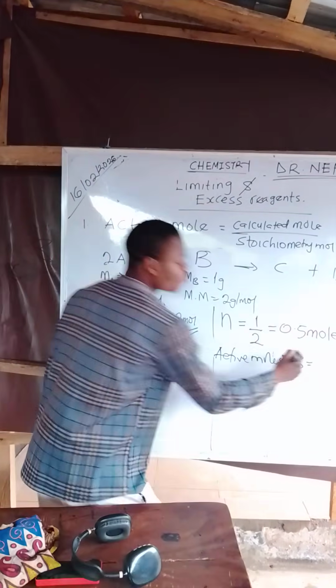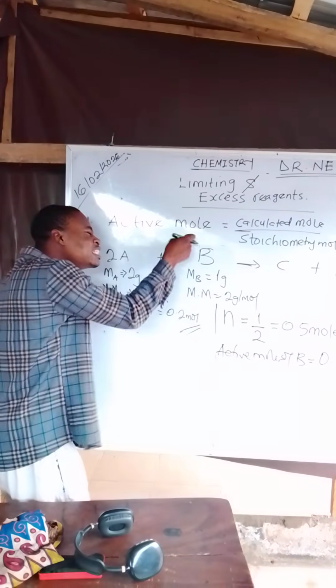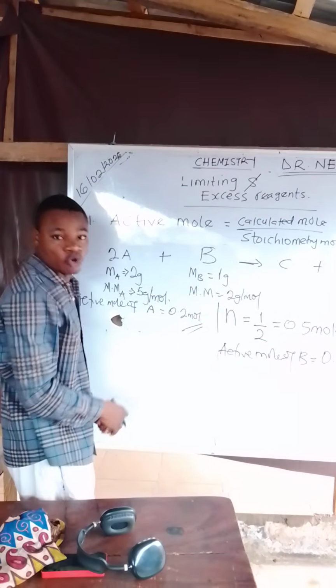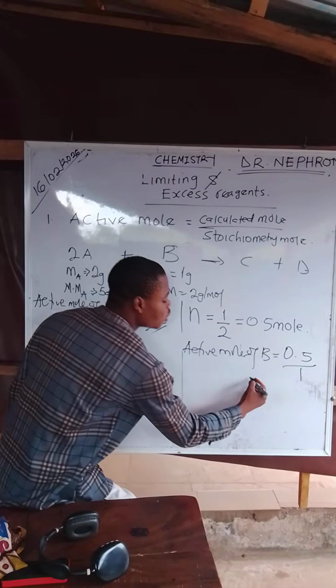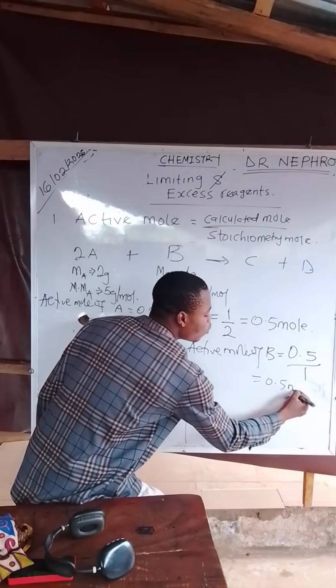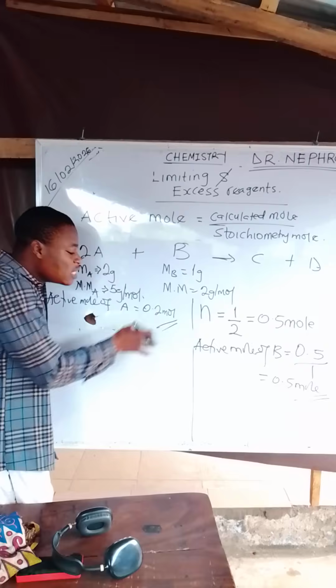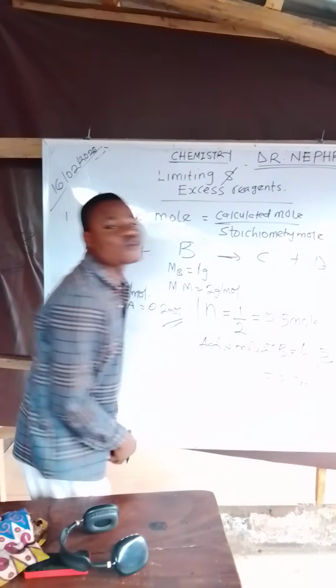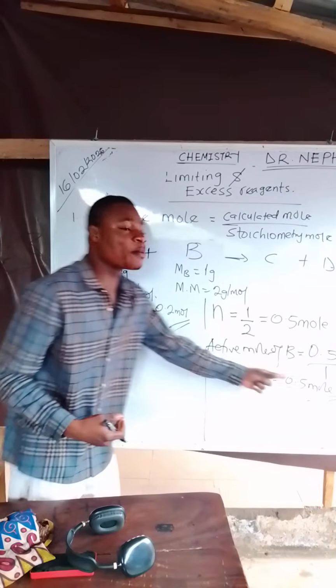What's the calculated mole of B? It is 0.5. If you look at the stoichiometric mole of B, the coefficient of B here is called stoichiometric mole, and I have 1 here. Divided by 1, so it will give you 0.5 mole. Now, class, compare them together. 0.2 moles and 0.5 mole. Which one is smaller? 0.2 is smaller compared to 0.5 mole.